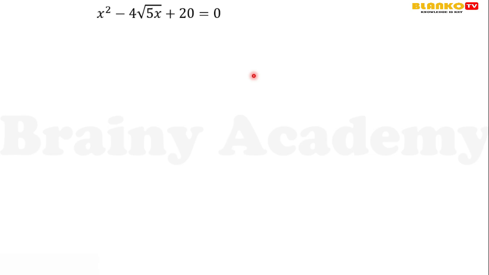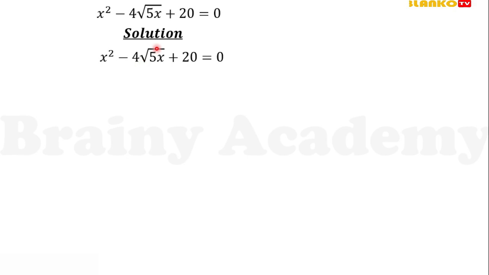Okay, so the solution. The question once again is: x squared minus 4 multiplying the square root of 5x plus 20 equals 0. And I said earlier that we are going to use the quadratic formula to solve this equation.